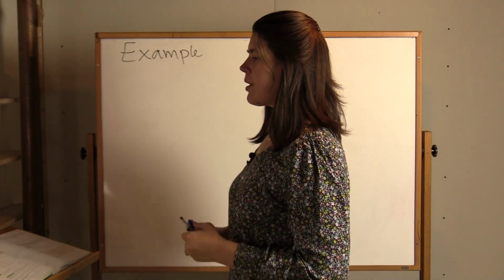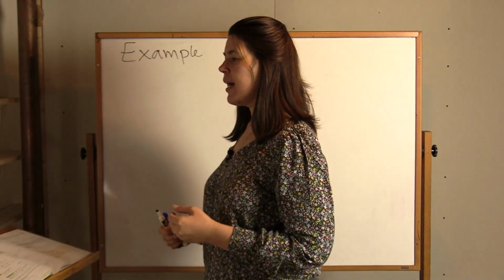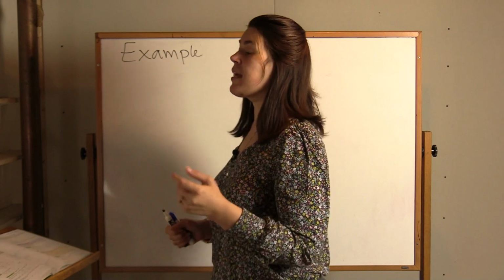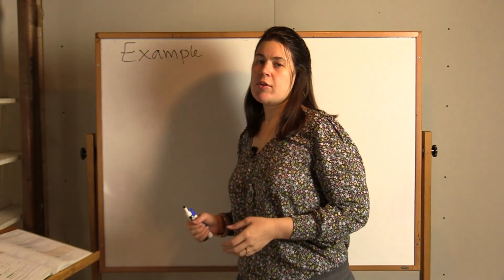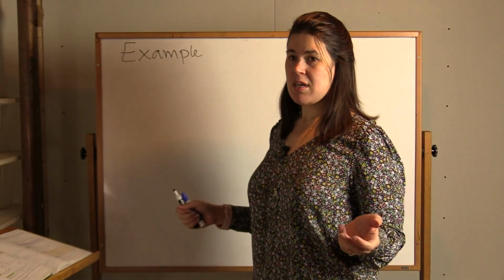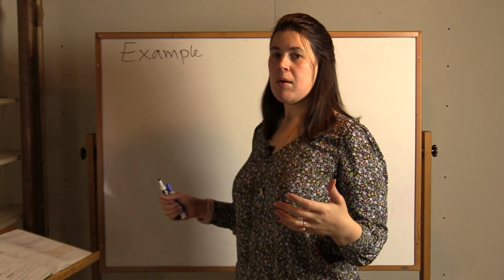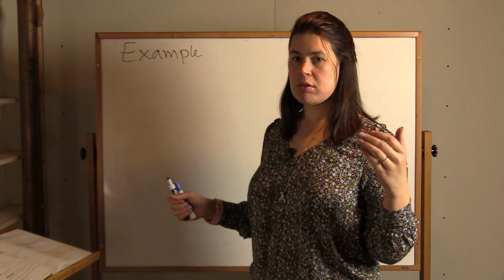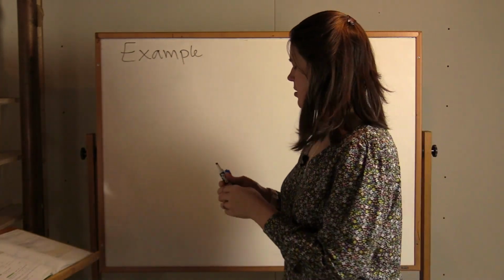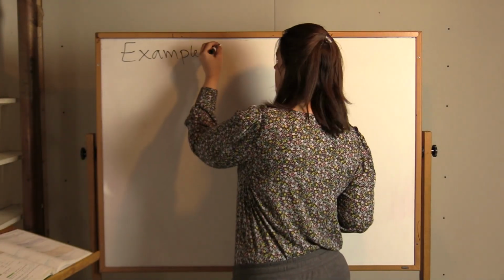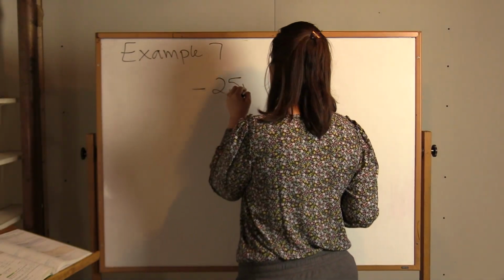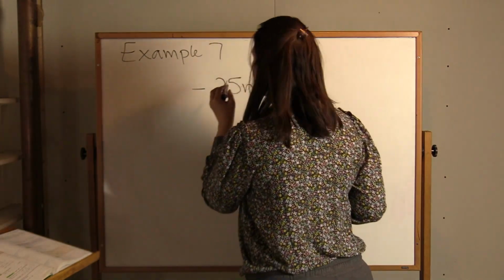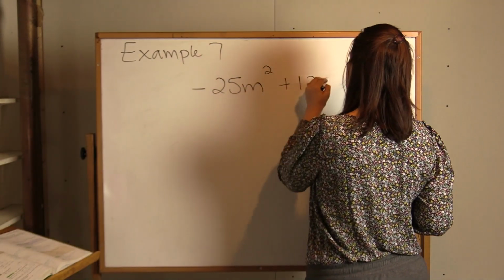Okay, if you choose to rearrange terms, keep in mind the sign of the term must remain with that term. So if you're like, oh, I don't really like the order of this, then you can rearrange it, but just make sure that you don't take away whatever sign is in front. So this is going to be example 7. We have negative 25m squared plus 121.